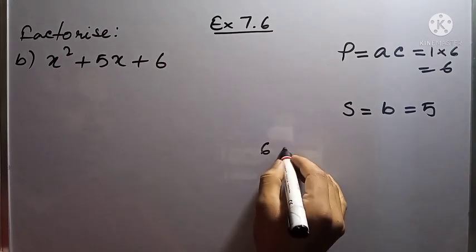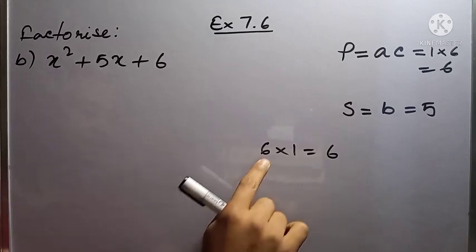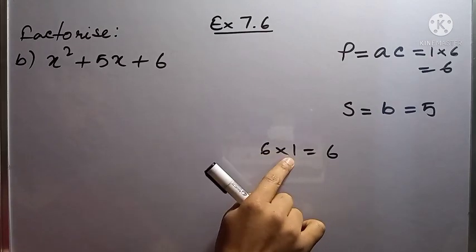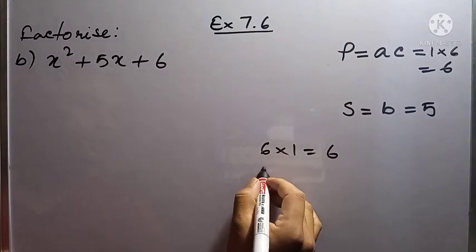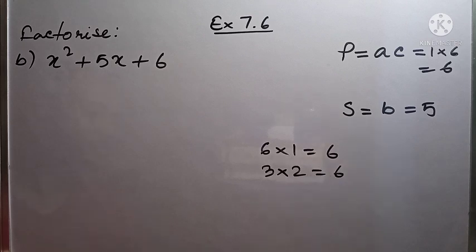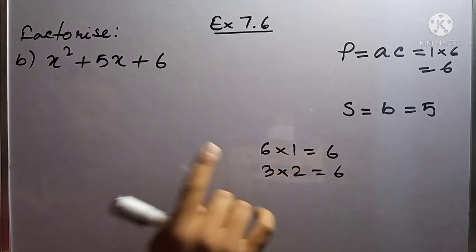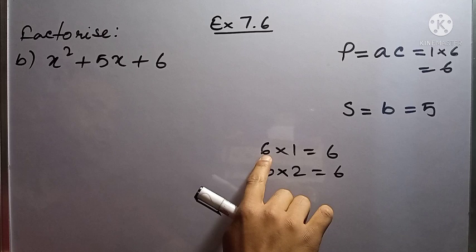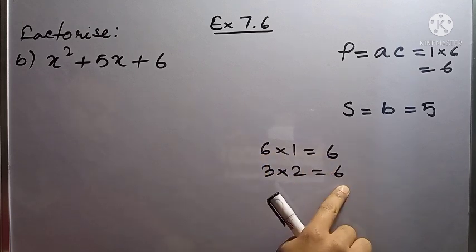6 into 1 is 6. The pair of the numbers is 6 and 1. If we multiply 6 and 1, you'll be getting 6. And any other pair, 3 into 2, we get again 6. Any other pair? No. We have only these two pairs, 6 and 1, and the second pair is 3 and 2. If you multiply 6 and 1, you get 6. If you multiply 3 and 2, you get 6.